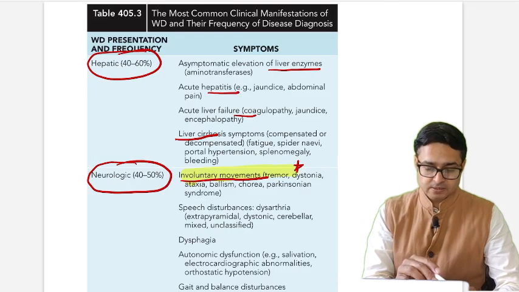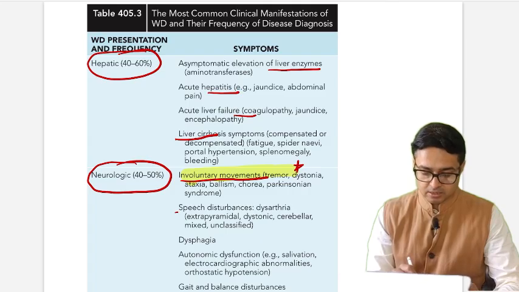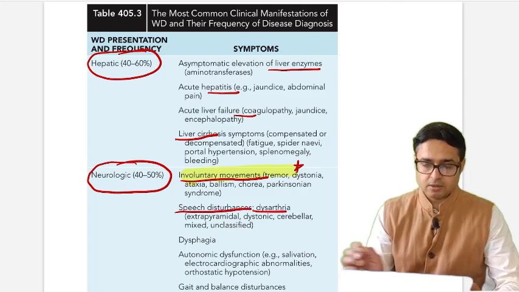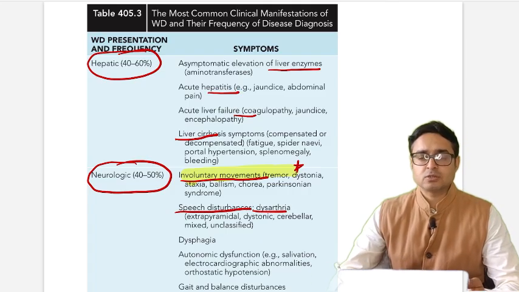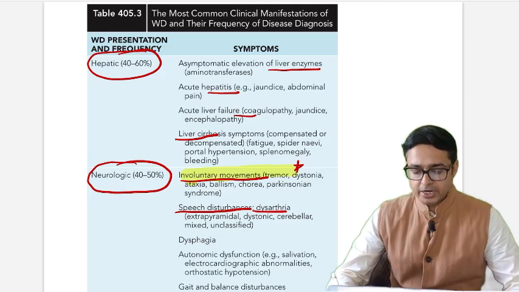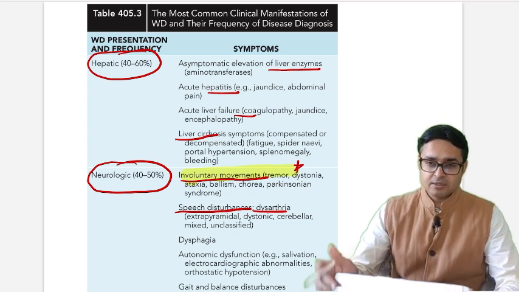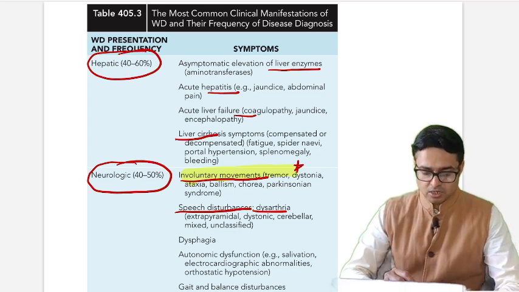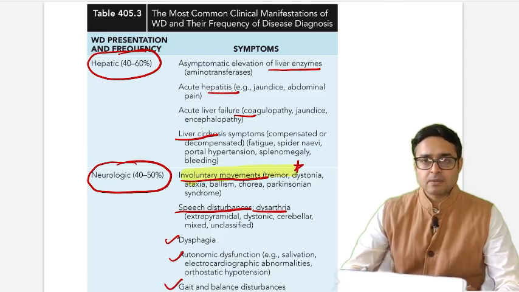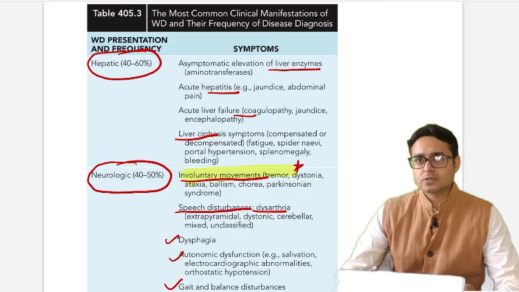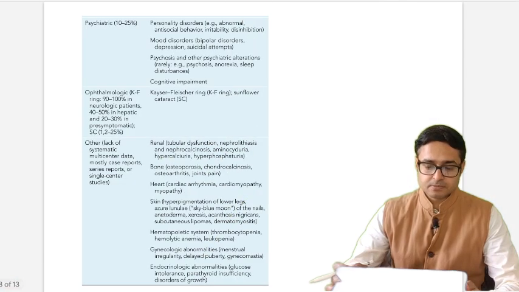Speech disturbances. So, this is important. This is actually a teacher complaint. The patient or child is not able to articulate properly, dysarthria, so speech disturbance is common. Others, less common, are dysphagia, autonomic dysfunction, and gait and balance disturbances. The main symptom is involuntary movement along with speech disorders.